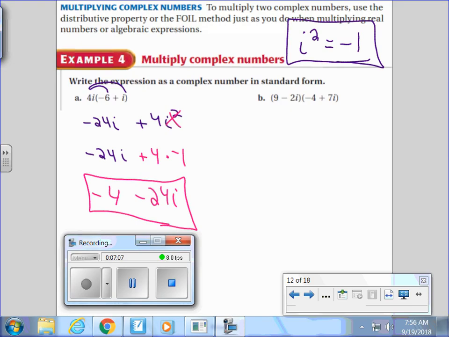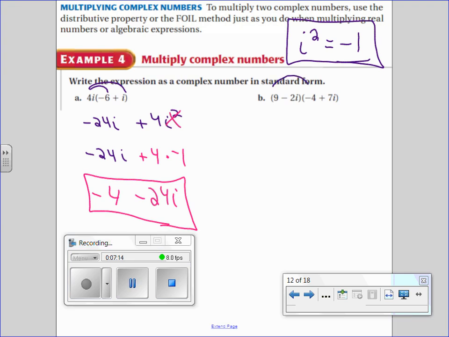Part B, let's go ahead and do a FOIL. We have 4 rainbows to draw, 4 multiplications today. 9 times -4 is -36. 9 times 7i would be a 63i. Ooh, be careful. Beware of the double negative. -2i times -4 is +8i.